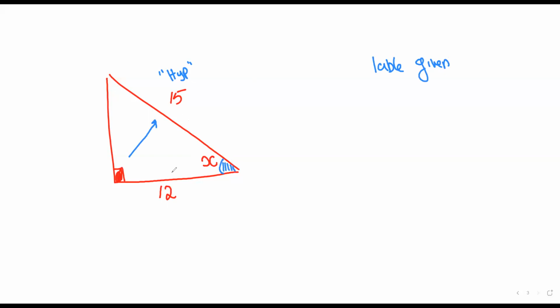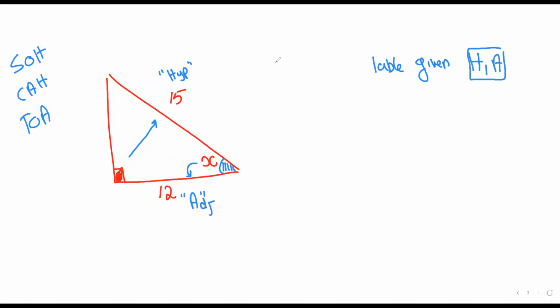Again, I emphasize, you cannot label the opposite and the adjacent unless there's an angle given. This side over here is the adjacent. So label the given sides only. The given sides are the hypotenuse and the adjacent. And then we have our 3 rules, SOH, CAH, and TOA. Same approach. Look for the rule that has both letters. This is the rule that has both letters.